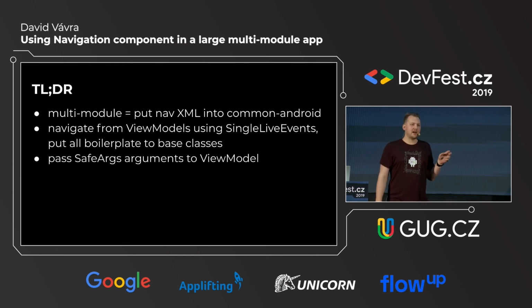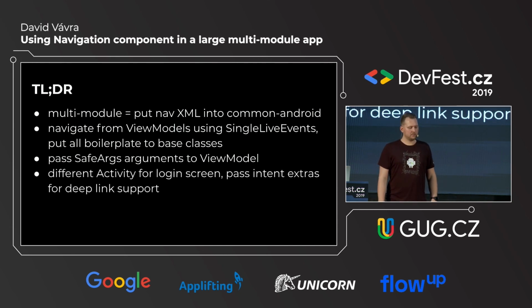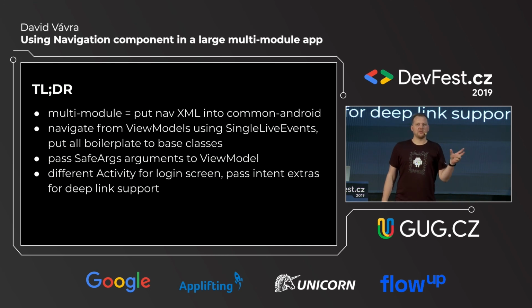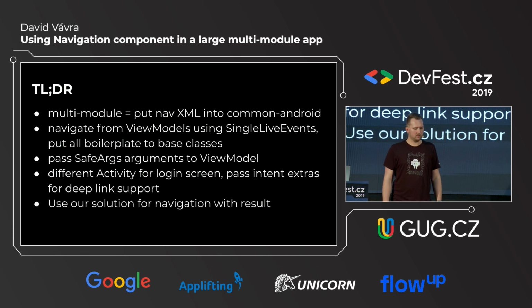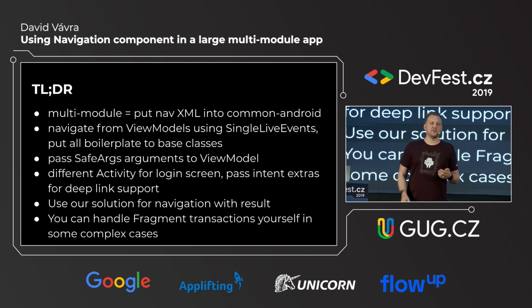Try to automatically pass arguments from fragments to view model because that's where you need them. If you have a use case like a login, put it into a different activity, and you can pass these extras back and forth for deep link support. If you need navigation with result, you can use our solution until it's implemented properly in the library. And you can opt out from the navigation library anytime. If your code gets too complex and you are thinking you are hacking the library, maybe it's not needed. You can use normal fragment transactions like you always do.